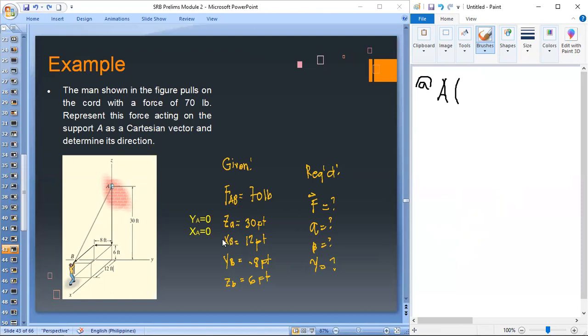At point A, x is 0, because you haven't left the origin. So x is 0 right away, and y is also 0, because you haven't left the origin. Then your z, you put z is 30 feet. So 30 feet, guys. Okay? 30 feet. So that's your position.